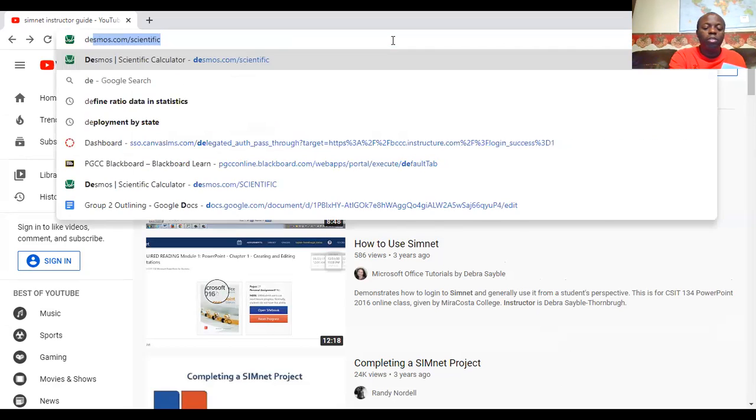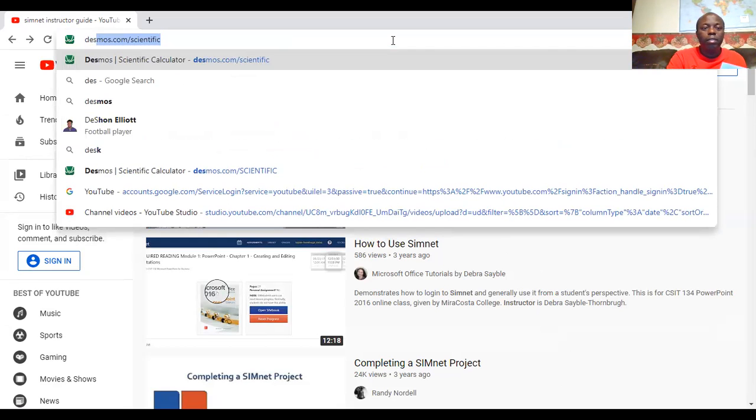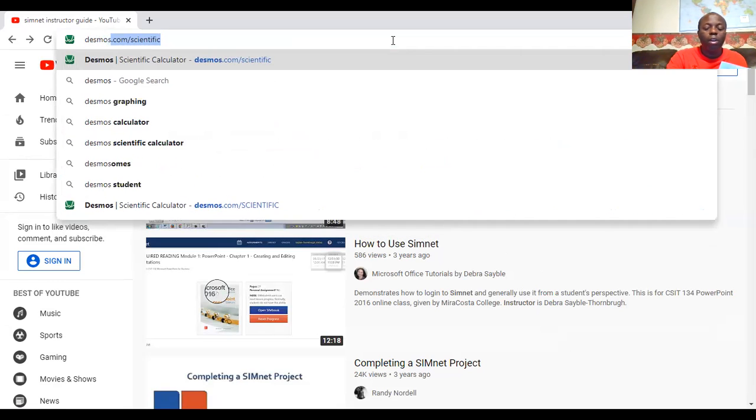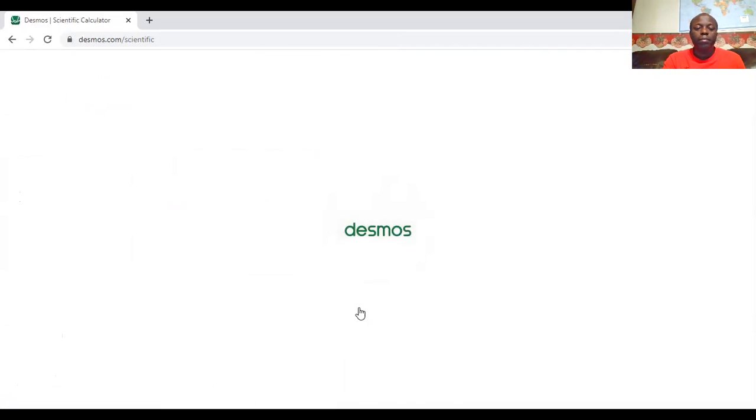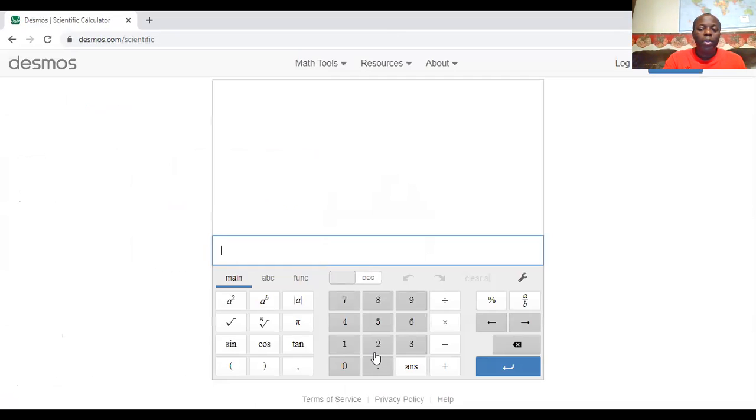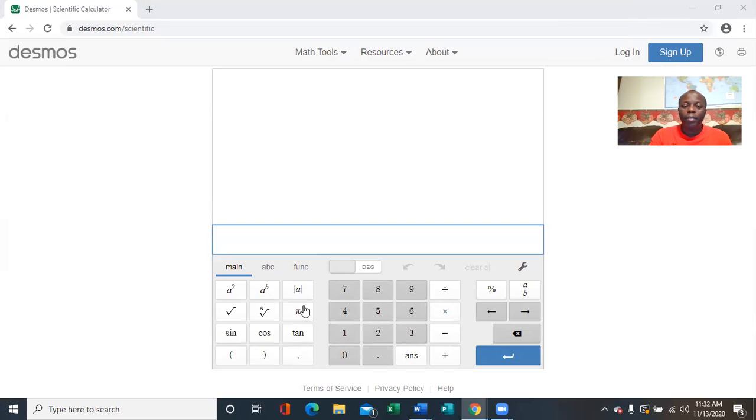Type in Desmos, desmos.com/scientific, and it will bring it out for you. Got it here. Hope you can see it. Good. So we put our numbers in.